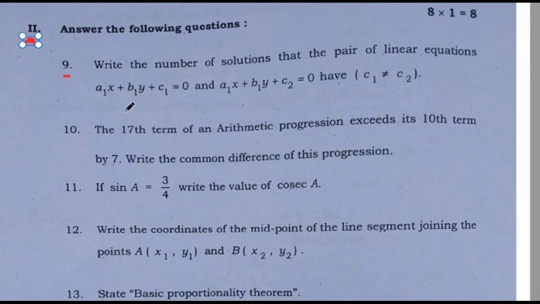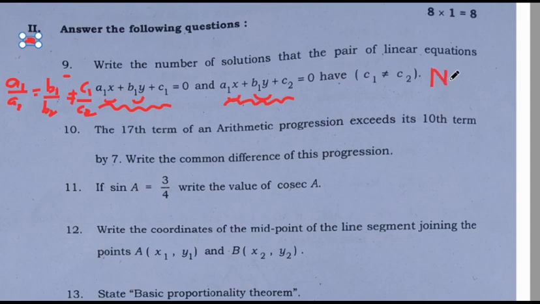Write the number of solutions for the pair of linear equations a1x plus b1y plus c1 is equal to 0, a1x plus b1y plus c2 is equal to 0. Clearly, the x coefficients of the first and second equations and the y coefficients are equal. So a1 by a2 and b1 by b2 are equal, but c1 by c2 is not equal. Therefore, this is the condition for parallel lines. So the correct answer for this ninth question is no solution because the lines are parallel.